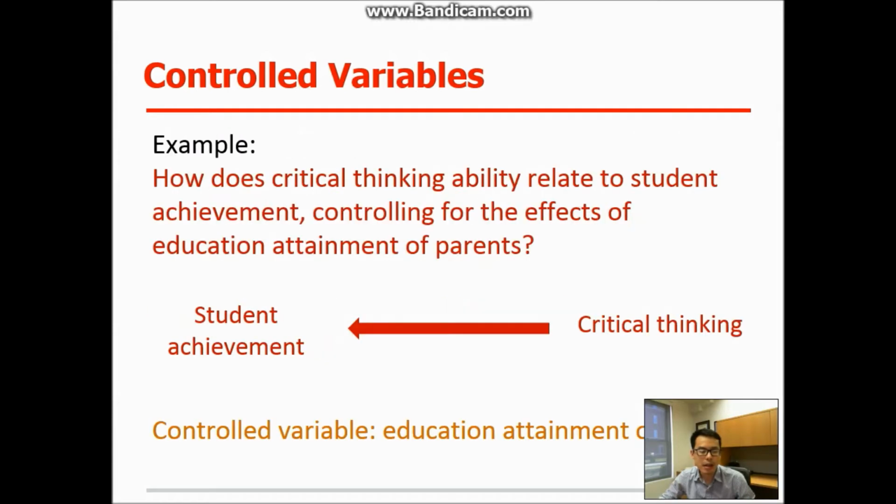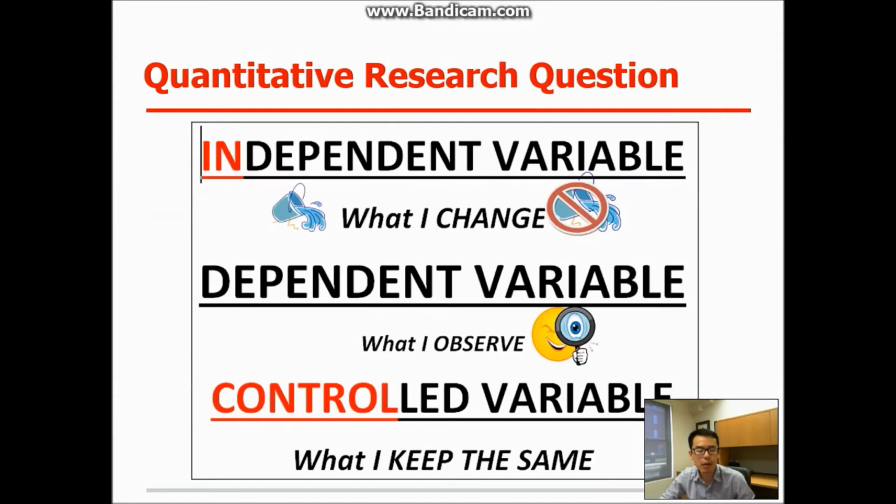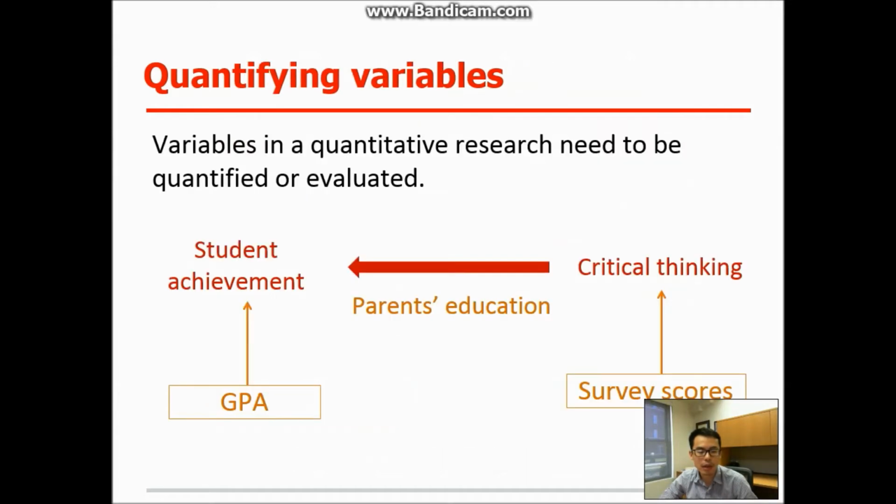Let's look at the example here. If we use the same case, we look at how critical thinking changed the student achievement. And you want to control the education background of the parents of those students. So the education attainment of the parents are considered controlled variables. So here we have three different definitions. Independent variables are things you make a change. Dependent variables are the things you observe, and the controlled variables are the variables you maintain the same within your independent variable.